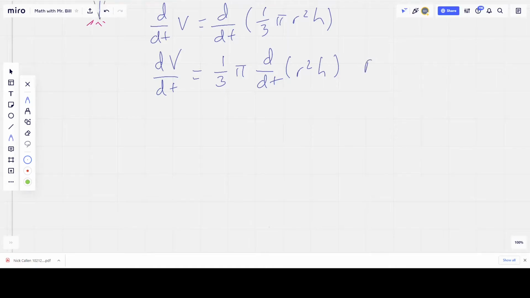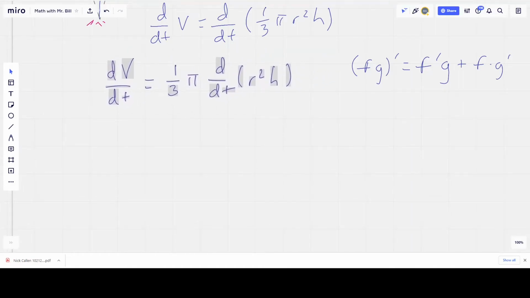Remember that if we have a product, some f times g, and we're taking the derivative, then that becomes the derivative of the first times the second plus the first times the derivative of the second. But because we're dealing with r and h, none of those have t explicit in them. When we take the derivative of r, we're going to get dr dt. And when we take the derivative of h, we're going to get dh dt.